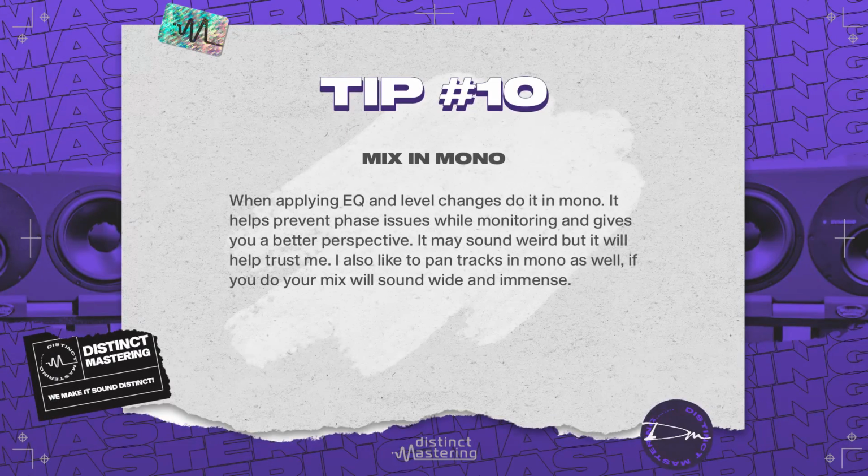Tip number 10, mix in mono. When applying EQ and level changes, do it in mono. It helps prevent phase issues while monitoring and gives you a better perspective. It may sound weird, but it will help, trust me. I also like to pan tracks in mono as well. If you do, your mix will sound wide and immense.